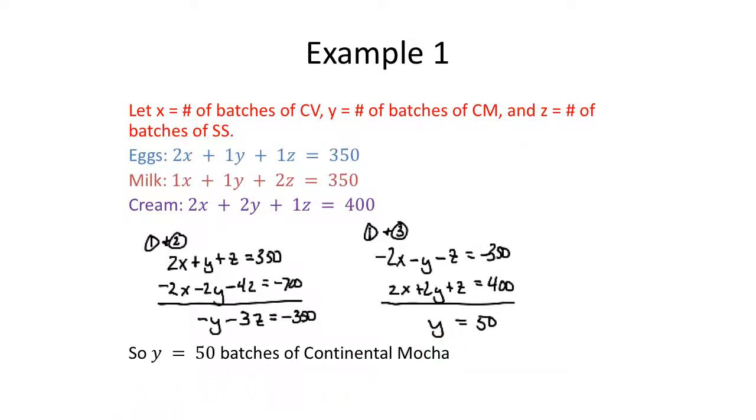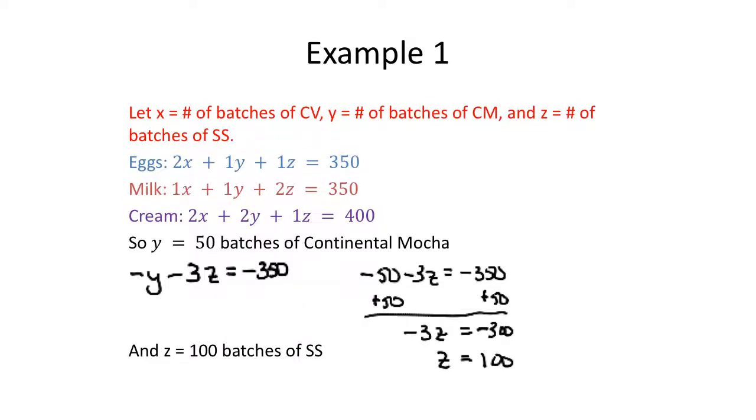It's nice when an answer pops out this quickly in the problem. It doesn't always happen that way. I was expecting an equation in both y and z, similar to this one, but we got an answer instead. Since we know we have 50 batches of continental mocha, and we had this last equation, negative y minus 3z equals a negative 350, I could put my y value in as 50, and have negative 50 minus 3z equals a negative 350. Add 50 to both sides. Negative 3z equals a negative 300. Divide by negative 3, I get z equals 100, and we'll have 100 batches of succulent strawberry.